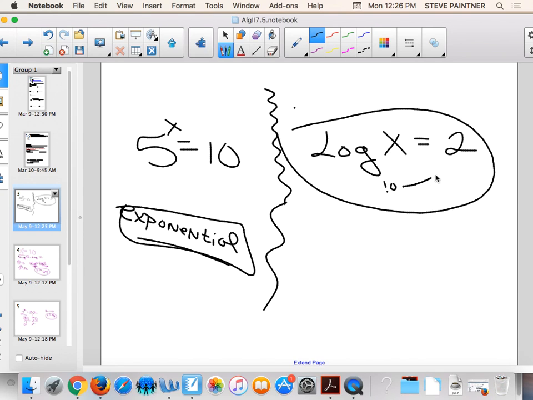10 to the what power? Second equals what number? 100. That number right there. Well, what's 10 squared? 100. X is 100. I solved it for you right now. All I did is I looked at the base. 10 to the second is 100. X is 100. That's how easy log equations are. But, of course, they get much harder than that.